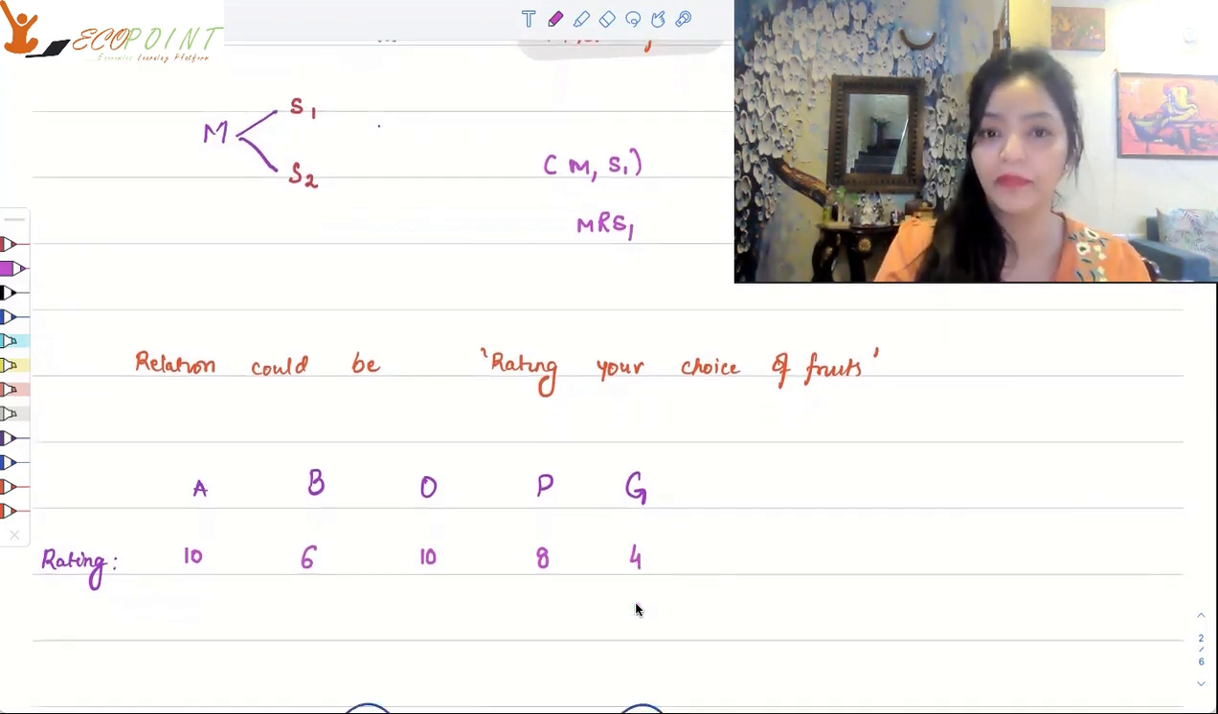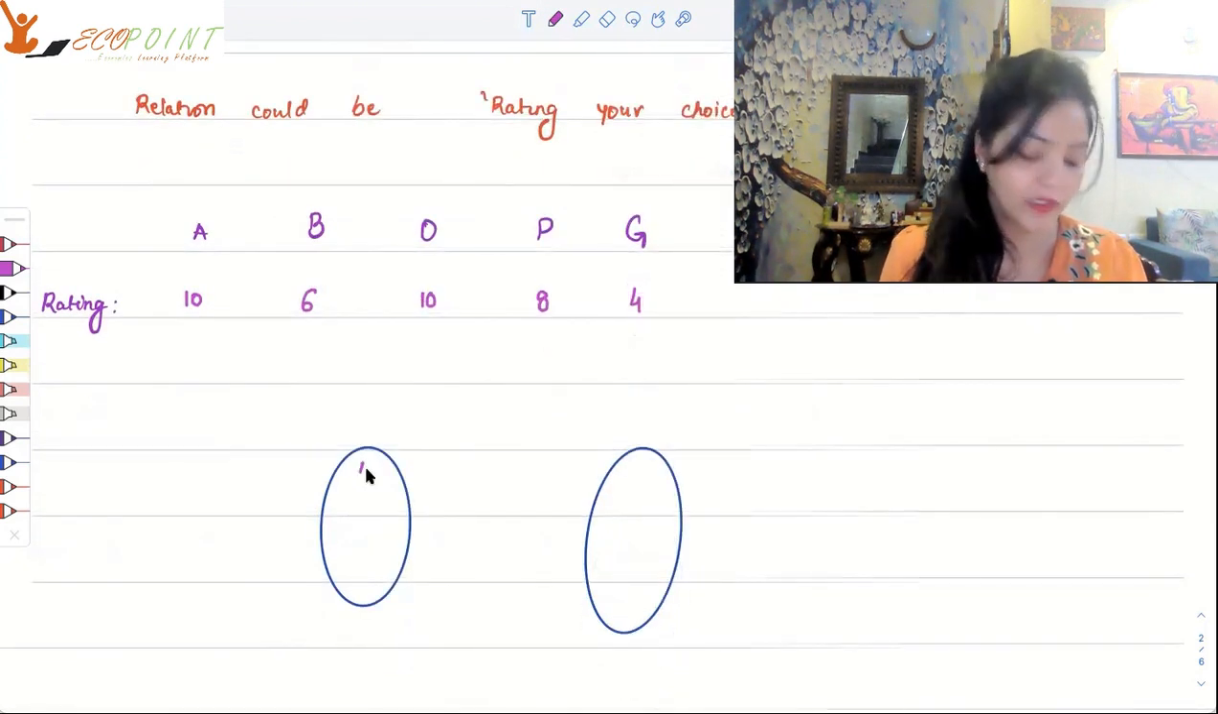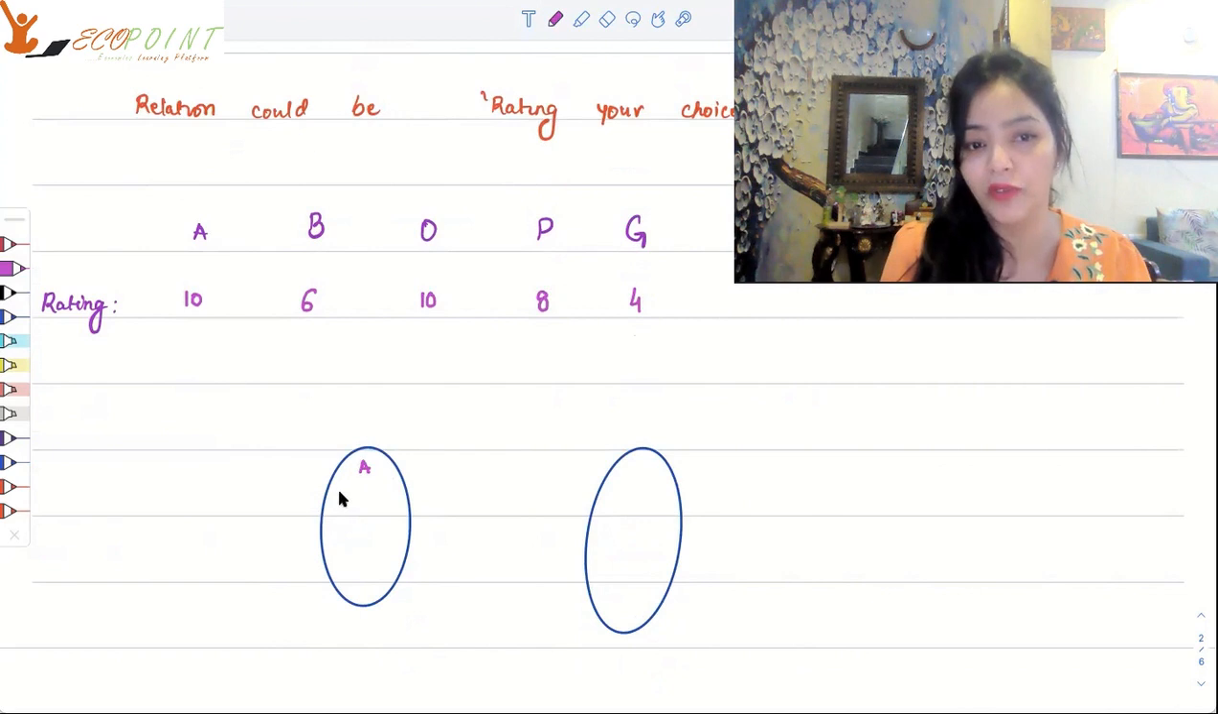For me, that's my preference. So what is happening is that I have certain inputs. My inputs are the fruits, A, B, O, P, G. These are your inputs.